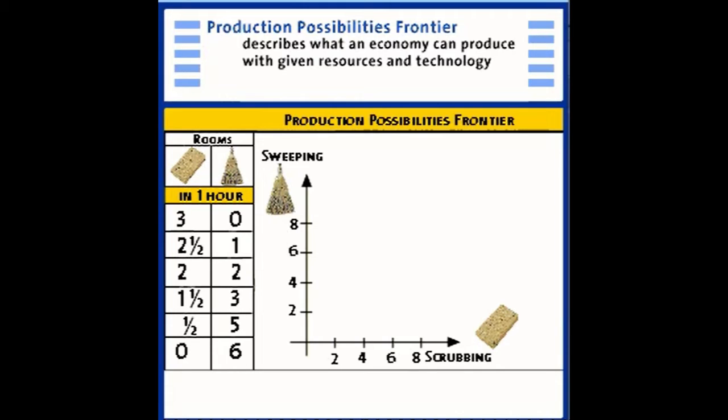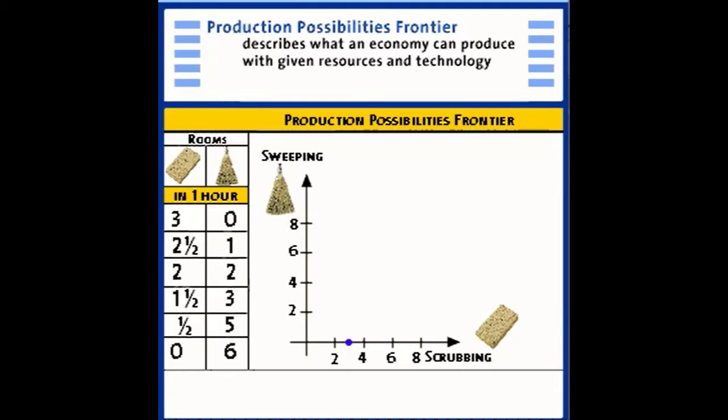Now let's put in the points from the schedule into the diagram so that we can plot the production possibilities curve. Let's start here with, if we scrub 3 rooms, then we can sweep 0. So go to 3 rooms scrubbed and 0 rooms swept, and we get this dot right here on the production possibility frontier. 3 scrubbed, 0 swept. If we sweep 1 room, then we're only going to be able to scrub 2.5 rooms, so we're going to get a point like this one right here.